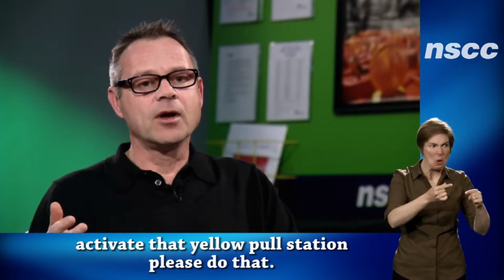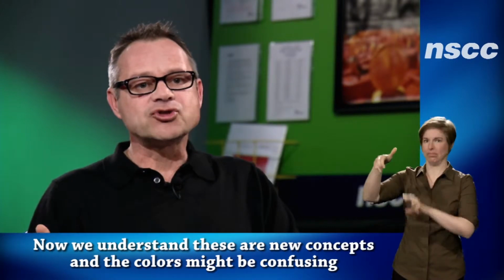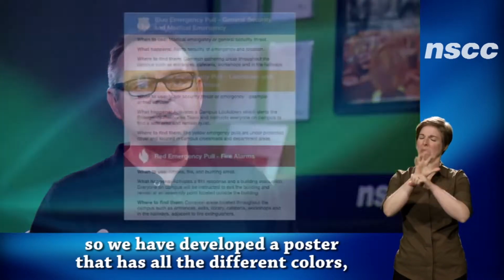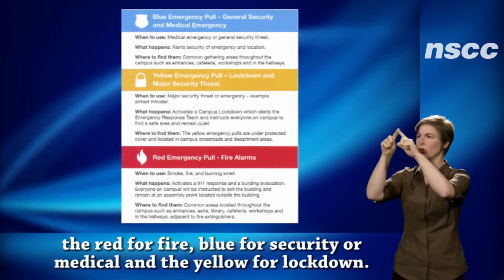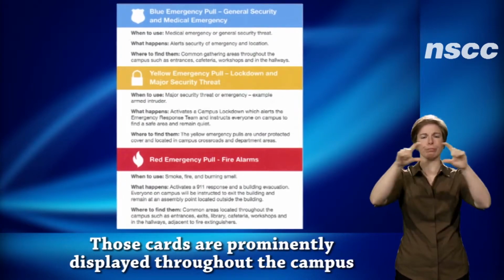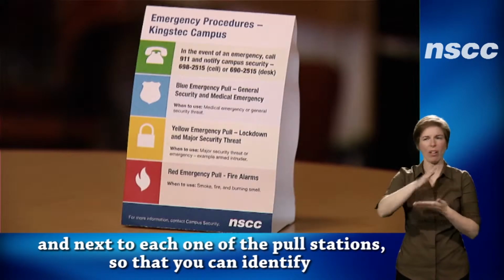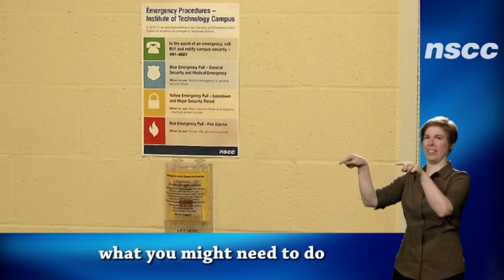Now we understand these are new concepts and the colors might be confusing, so we have developed a poster that has all the different colors: the red for fire, blue for security or medical, and the yellow for lockdown. Those cards are prominently displayed throughout the campus and next to each one of the pull stations so that you can identify what you might need to do.